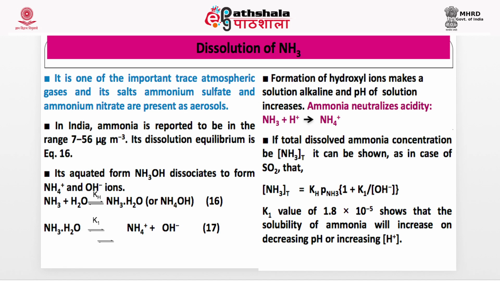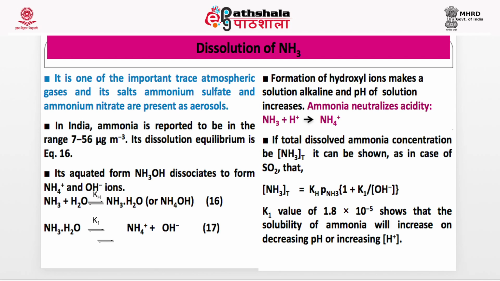In India, ammonia is reported to be in the range of 7 to 56 microgram per meter cube. Its dissolution equilibrium is this. By Henry's law, NH3 dissolves in water to form NH3·H2O, which is also written as NH4OH. This is gas and this is liquid. And this dissociates to give you the well-known ammonium ion plus OH ion. So, the solution of ammonia in water is alkaline because of the production of OH ions. The formation of hydroxide makes the solution alkaline and the pH of the solution increases.